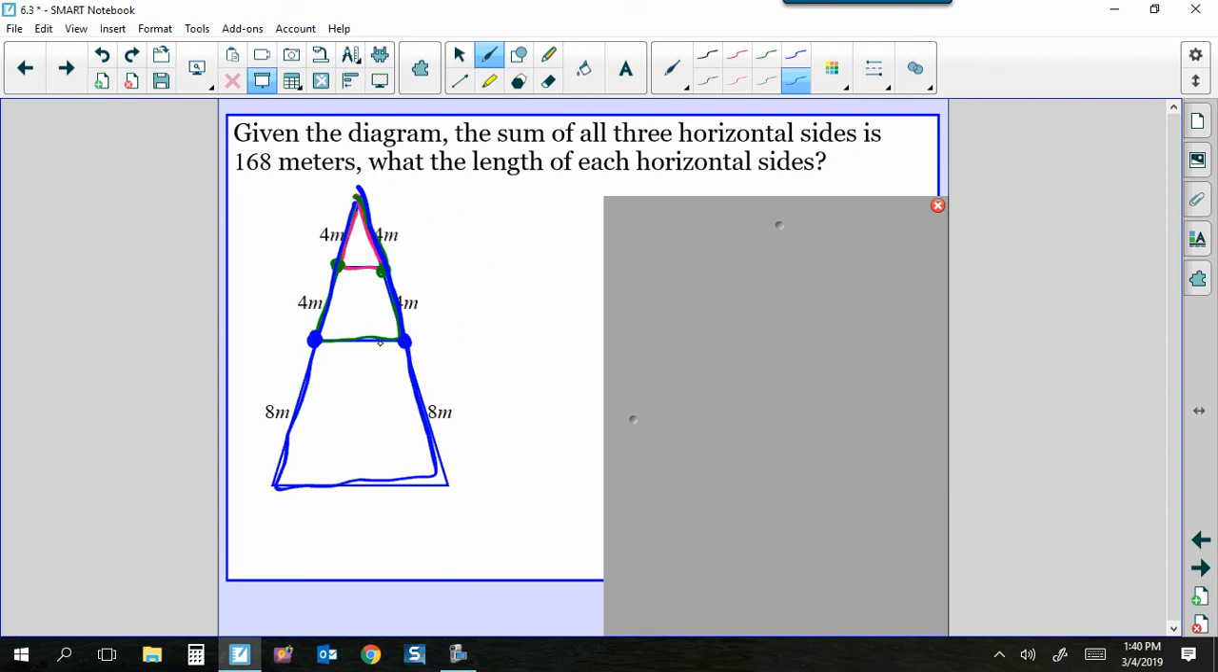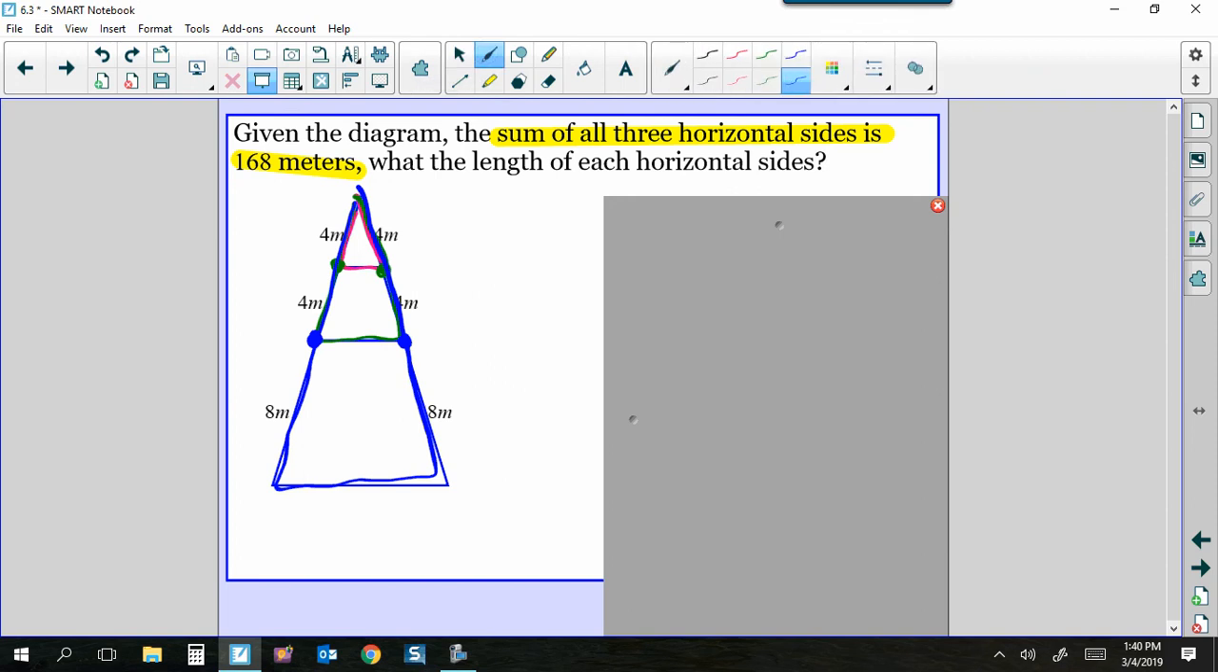Well, we don't know what length any of them are, but I am given a clue right here. The sum of all 3 horizontal sides is 168. Well, I know sum means I need to add those 3 horizontal sides together. So now we kind of want to be smart as to how we label these different segments, because most of us don't really like working with fractions very much. We don't want to have a lot of fractions.